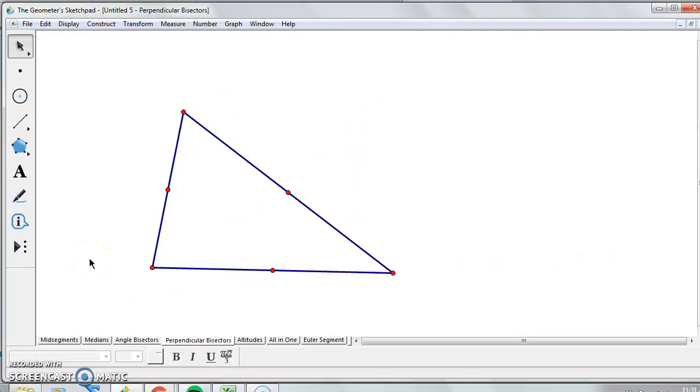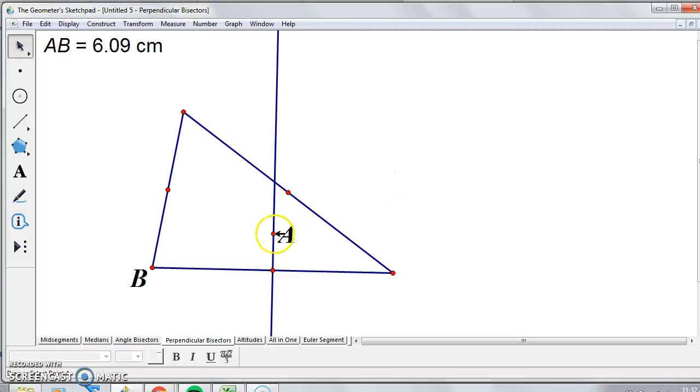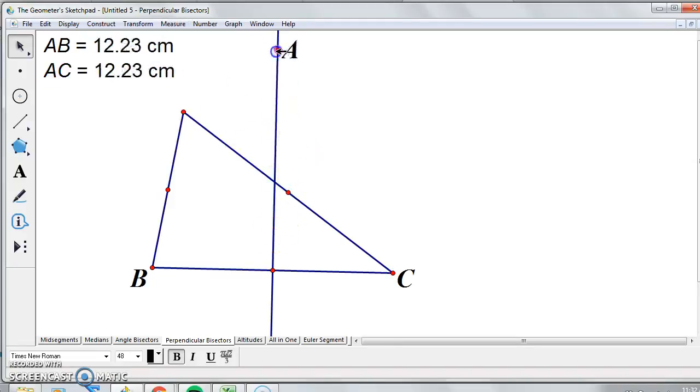The next thing we're going to look at is perpendicular bisectors. Now I've already constructed all the midpoints. Now if I want to construct a perpendicular bisector, I'll just construct a perpendicular line. One of the definitions of a perpendicular bisector is it's the set of points equidistant to two given points. So this point is on this perpendicular bisector, which means it's equidistant. A to B is the same distance as from A to this one, which I think is going to be C. You can tell that no matter where I am on the perpendicular bisector, they are equidistant to the points B and C.